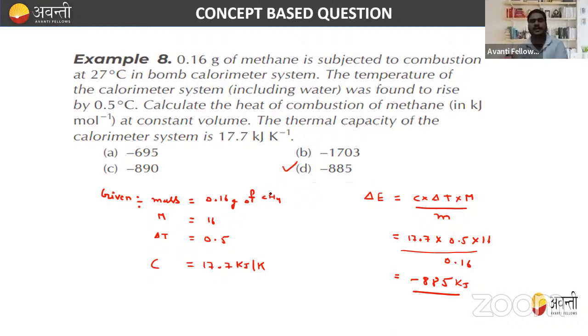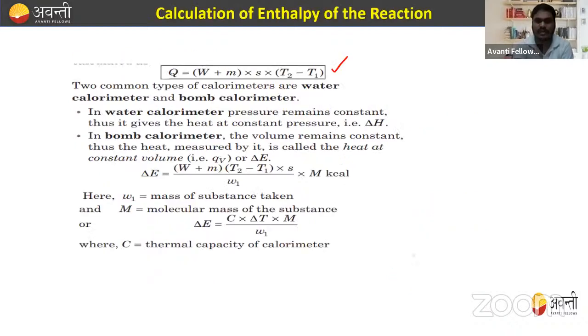Right. So I hope this is clear to you: how will you calculate the enthalpy by using the bomb calorimeter. So this is how we can actually calculate. If the question is at constant pressure, then we have to use a formula like this: Q is equal to W plus M into S into T2 minus T1. Right. But here in this question, we have to calculate at constant volume. So at constant volume, we use this formula.